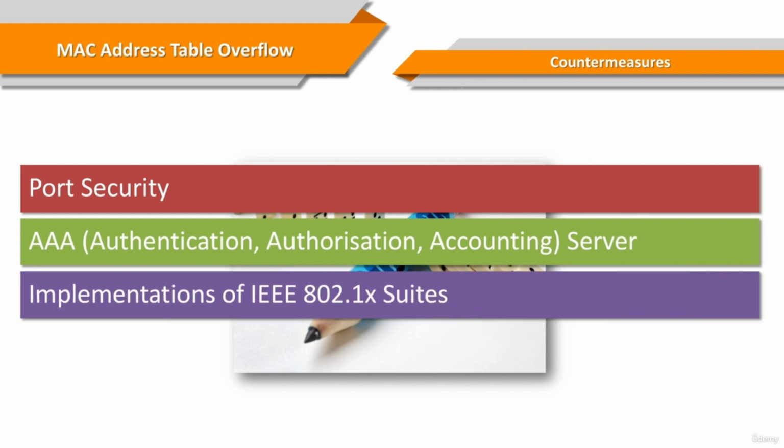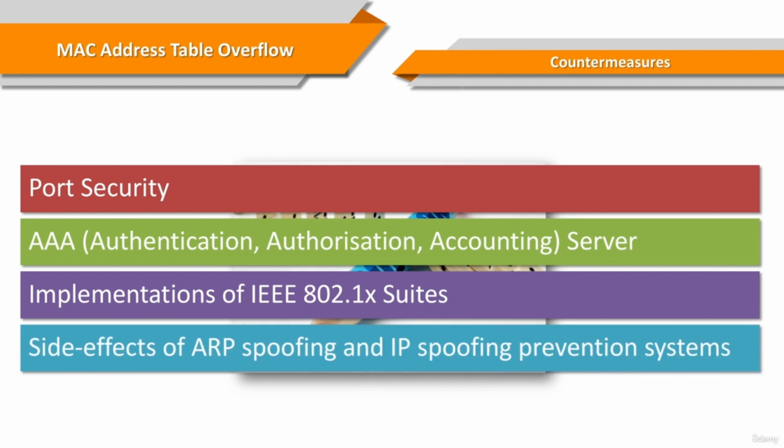Implementations of IEEE 802.1x suites often allow packet filtering rules to be installed explicitly by a AAA server based on dynamically learned information about clients, including the MAC address. Security features to prevent ARP spoofing or IP address spoofing, in some cases, may also perform additional MAC address filtering on unicast packets. However, this is an implementation-dependent side effect.